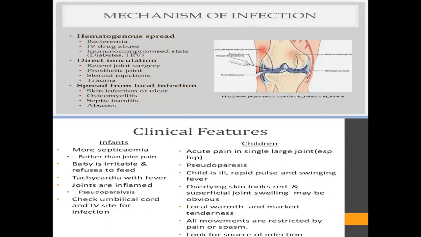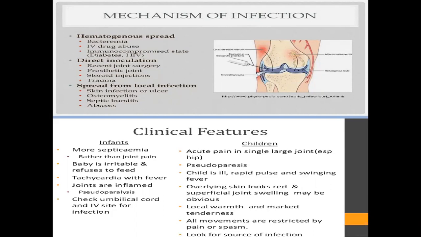Clinical features. In infants, more septicemia rather than joint manifestations, and general features more than local. Baby is irritable, refuses to feed, tachycardia with fever, joints are inflamed, pseudo-paralysis. Check the umbilical cord and IV sites for infection.